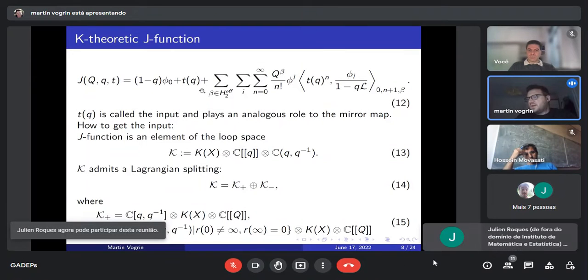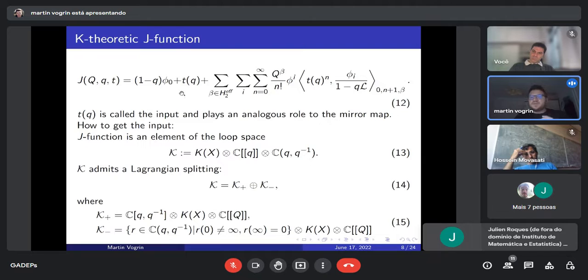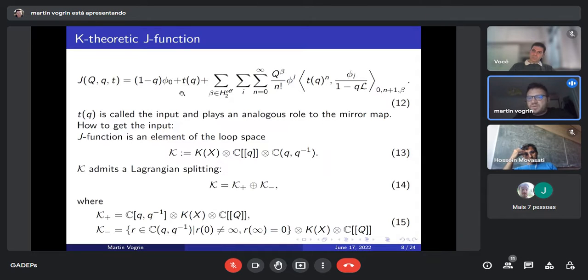So this is a part, I'll explain in a second how to get this TQ, but this TQ is called the input, and it plays a role very similar to the role of the mirror map in the two-dimensional case, or in the quantum cohomology case. So how do we split this J function into the input and the correlator component?